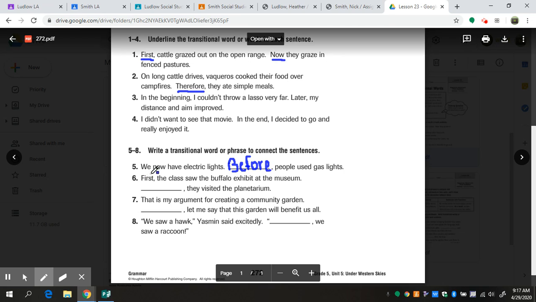And let's look at number 6. First, the class saw the buffalo exhibit at a museum, blank, they visited the planetarium. Well, we're talking about time order here, right? They did something first, then they followed up with another activity. So you could choose between next or then. I'm going to do next.